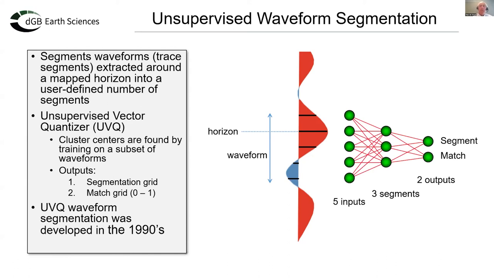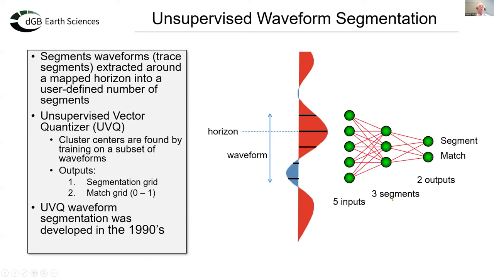Now, what is happening in an unsupervised waveform segmentation is you need a mapped horizon. At least this is the original approach. Around this mapped horizon, you extract a piece of the seismic, and that is a trace segment or a waveform. The amplitudes in this time window you then feed into a neural network, in this case an unsupervised vector quantizer. In this display, we see five amplitudes going into these five nodes of the network. The user then defines how many segments he wants to segment the data in. In this particular example, that is three segments.